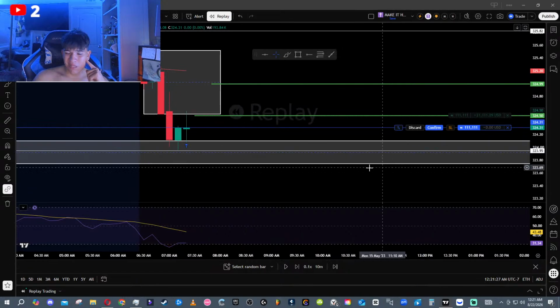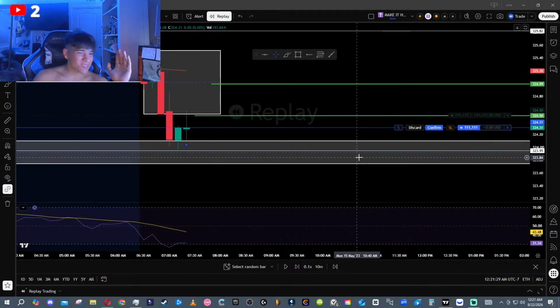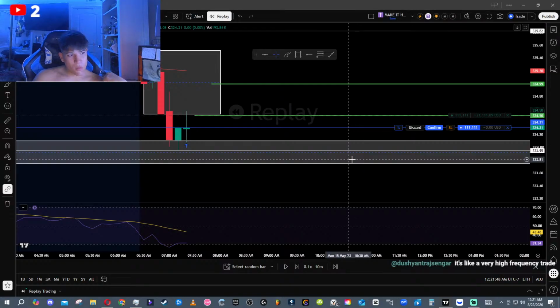And for stop losses, I don't like setting stop losses. Honestly, if I see I'm in red and I hit my stop loss, like a percent value, I'm like, okay, I'm exiting. I hit my stop loss, I'm exiting. It's a very high frequency trade. What do you mean by that, brother?